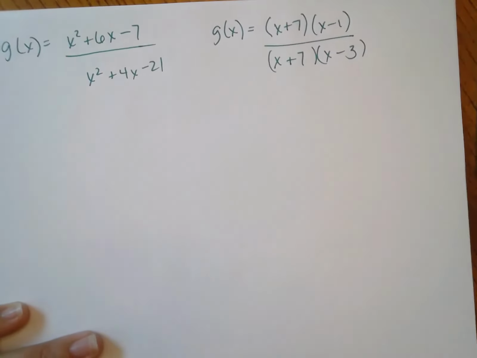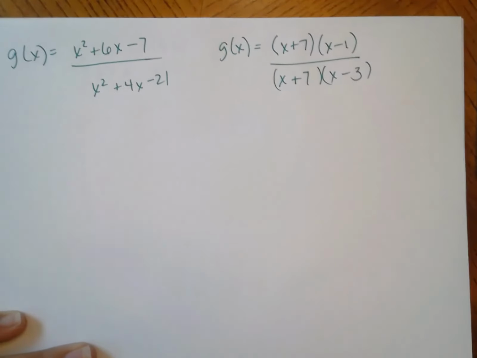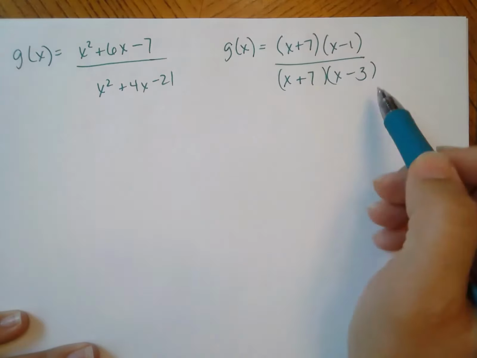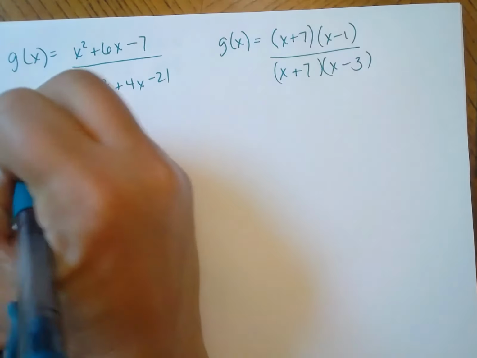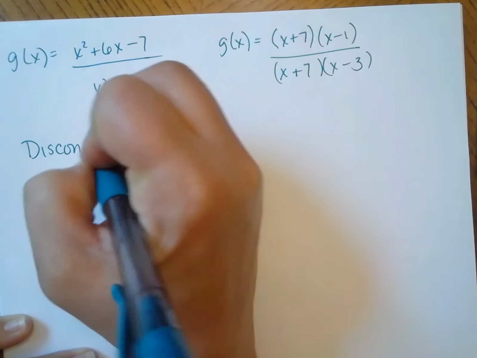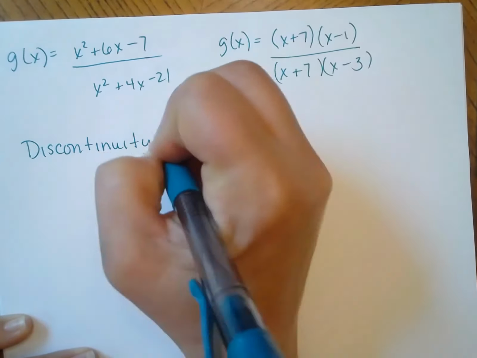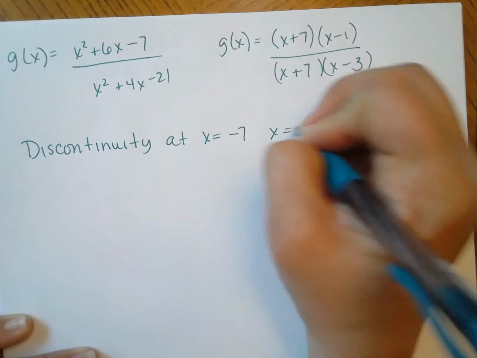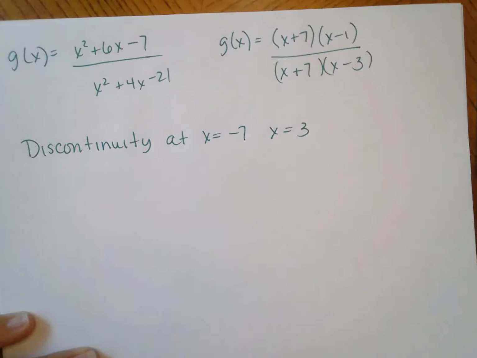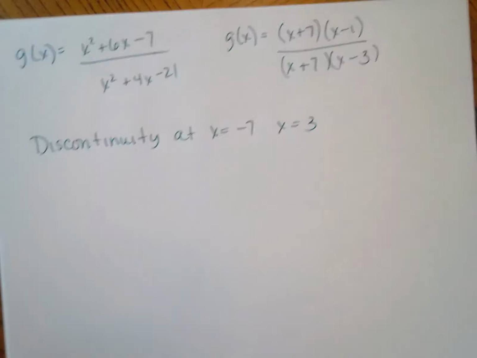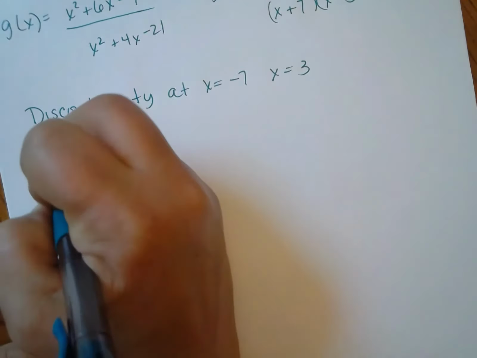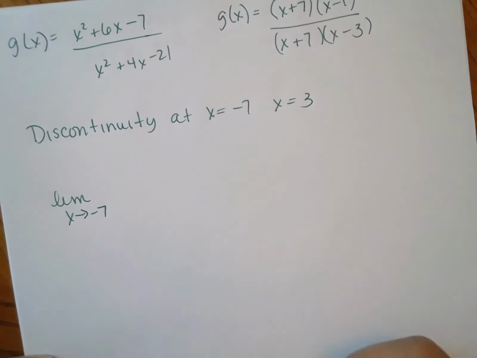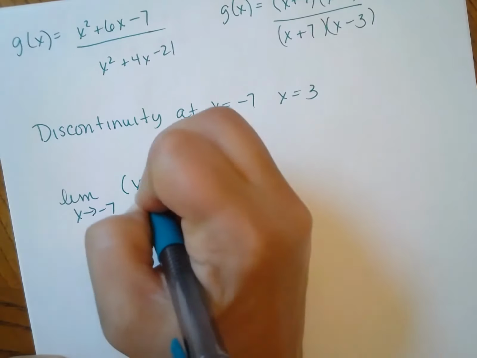Okay, so I can see now that I have this rational function, I know I'm going to have discontinuities where the denominator is 0. So I'm going to have discontinuities at x equals -7 and x equals 3. So we're going to look at those limits now separately. Okay, so let's first look at the limit as x approaches -7. So I'm going to rewrite my factored form here.